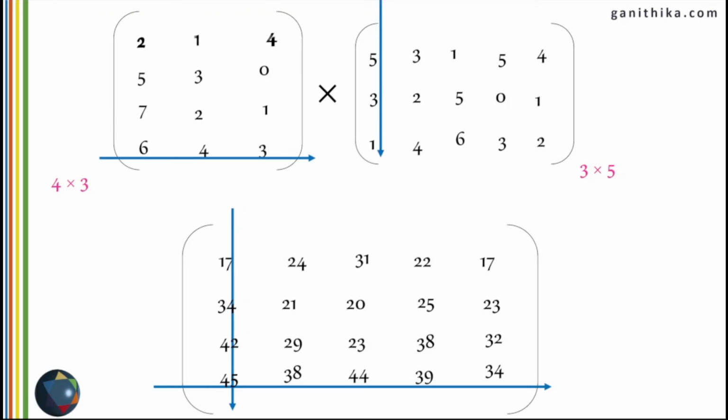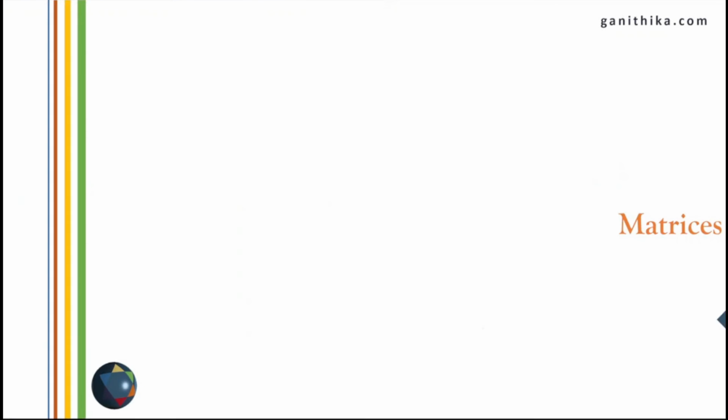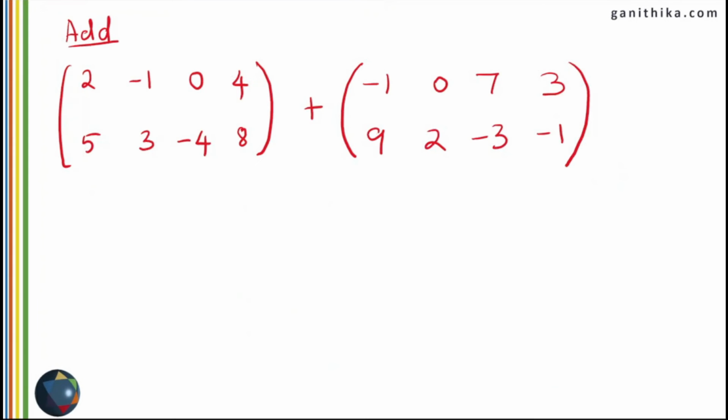Therefore this answer matrix is going to have the number of rows to be 4 from the first matrix and the number of columns to be 5 from the second matrix. Therefore, the order of the product matrix will always be the number of rows of the first matrix and the number of columns of the second matrix. Let's see some problems on addition and multiplication. Let's add these 2 matrices.